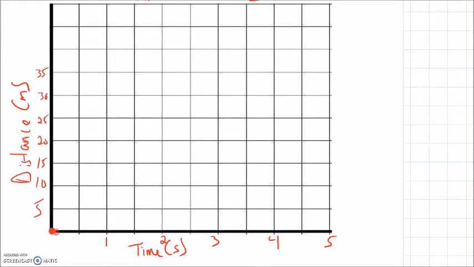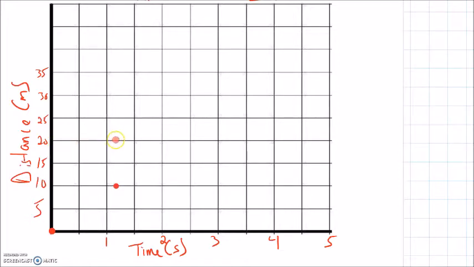Let's then move on to our next point. At 10 meters, we clocked ourselves at 1.2 seconds. So let's go ahead and make that point. This is 1.5 here. We'll go halfway in between and then a little less. So about right there. That's pretty good. Oh, having trouble making that dot. There we go.